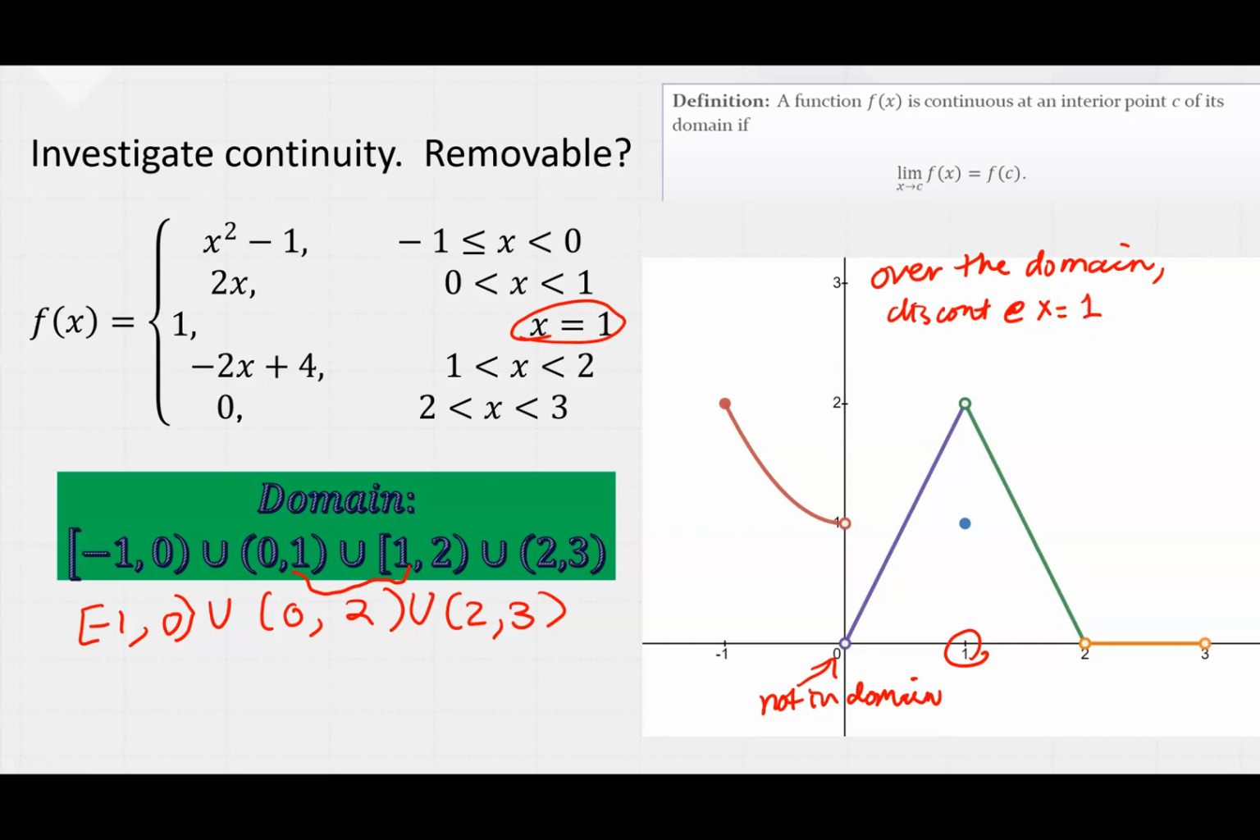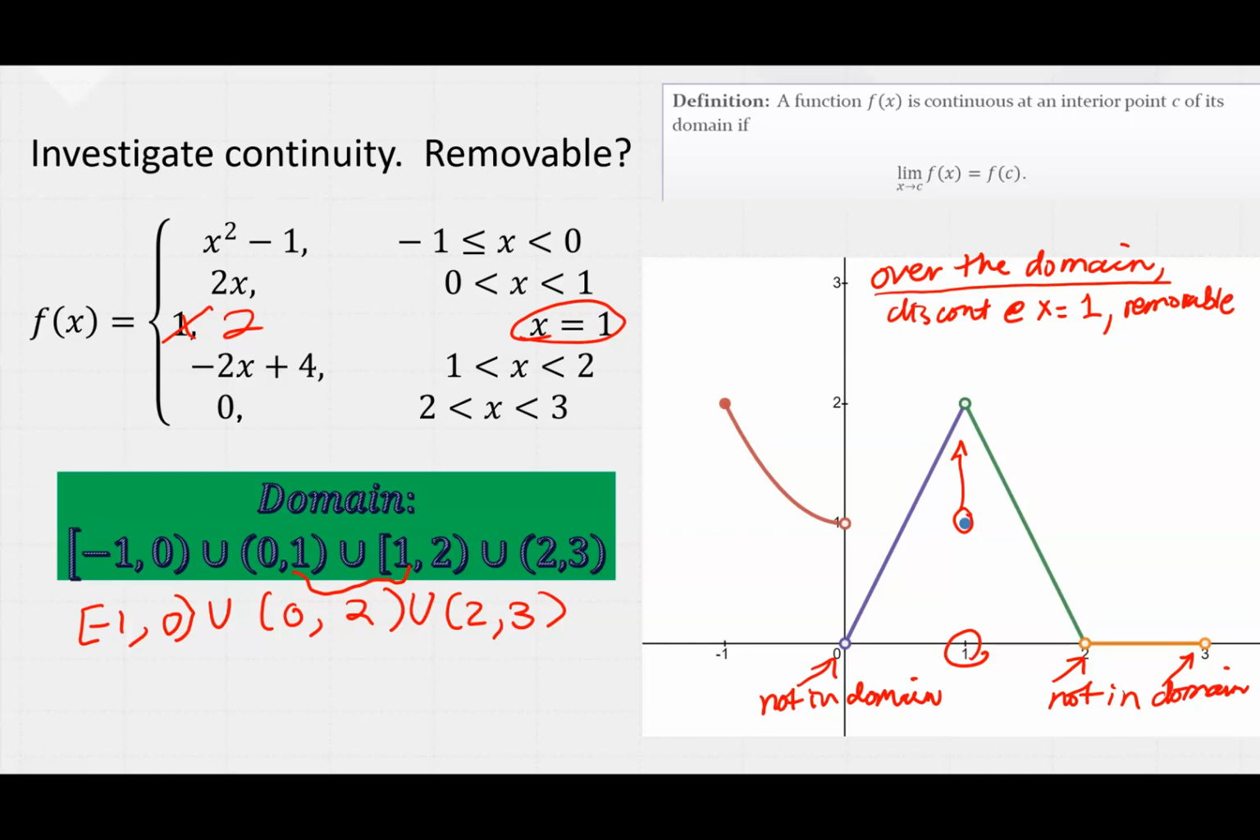Now, is this removable? I say yes. Move this up. And that is removable. If we could move that up. And then this right here and that right here are not in its domain. So as far as over its domain goes, there is only one point of discontinuity at x equal to 1, and it's removable by assigning the value to be, say in this case, 2. If you say that is 2, then it will be continuous over its domain.